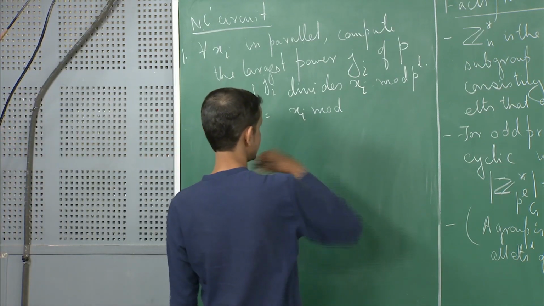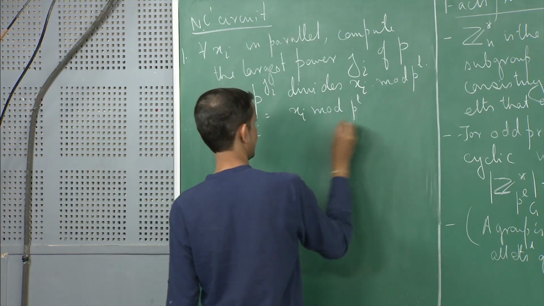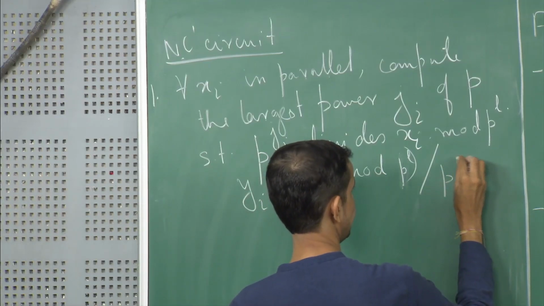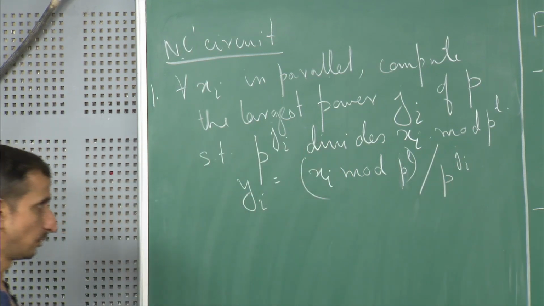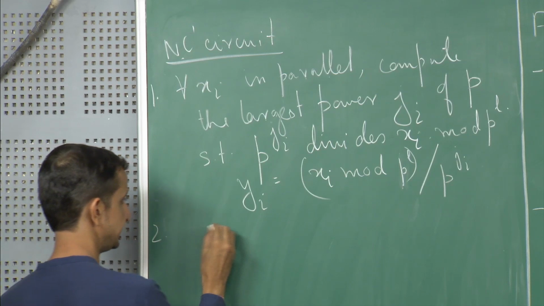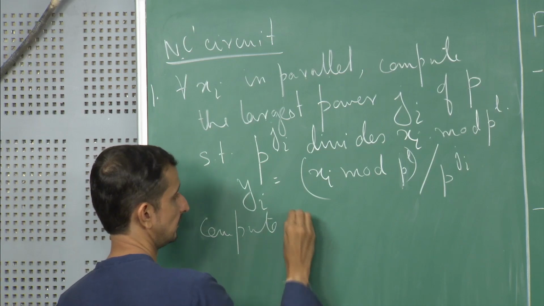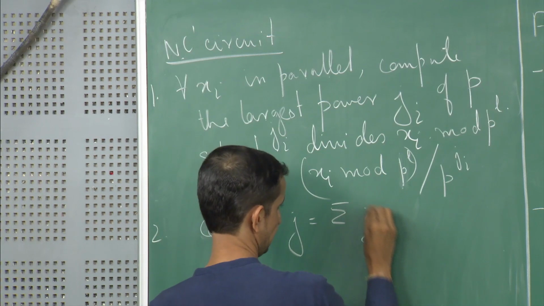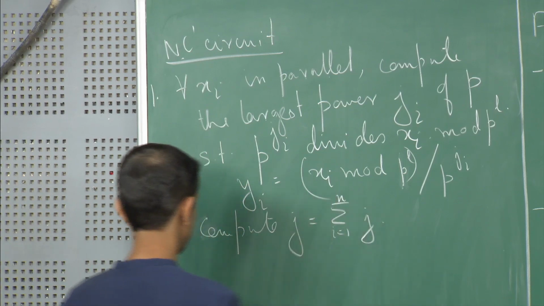So I will compute the quotient: xi mod p to the power l divided by p to the power ji. Next, I will compute the sum of all these ji's. So compute j to be the sum of ji, i equal to 1 to n.